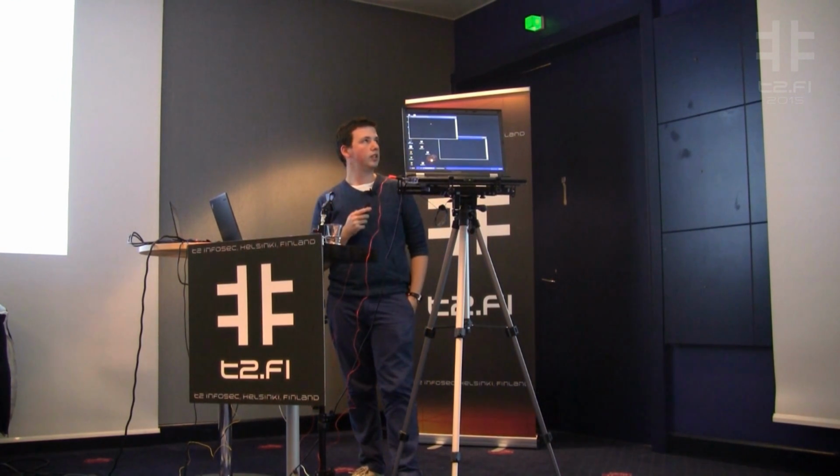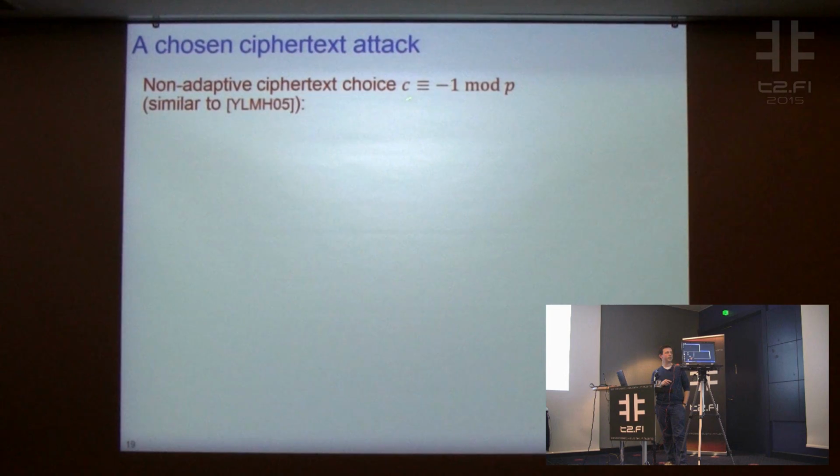So our attack relies on the fact that we can set the ciphertext C to be -1 modulo p. And for RSA, we don't know p. So we can't set the ciphertext to be p minus 1 directly. But what we can do is set it to be n minus 1. And since n equals p times q, n minus 1 modulo p, well, n cancels, and we're left with -1 modulo p. For ElGamal, it's easier, since p is part of the public key. So we can set the ciphertext directly to p minus 1.